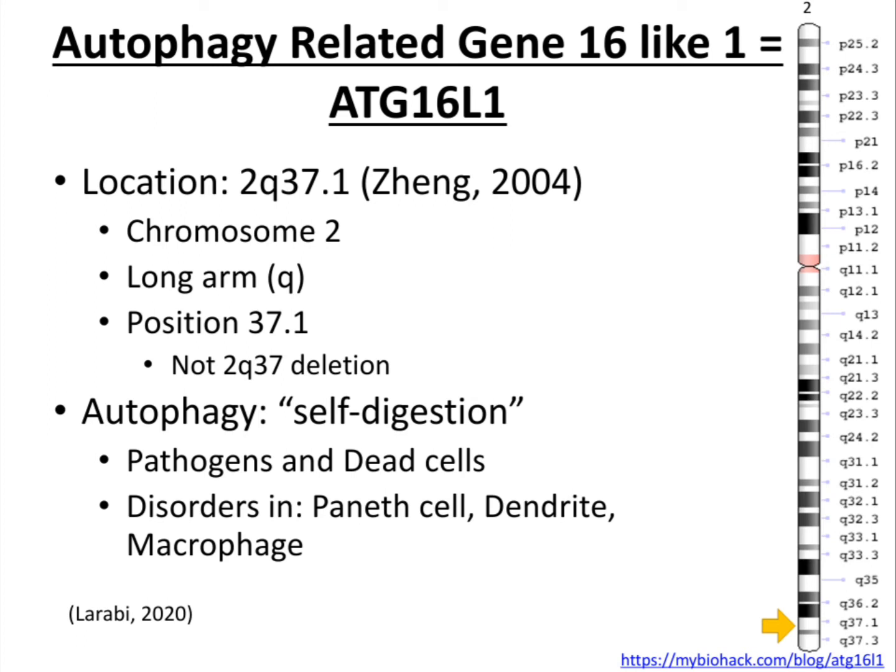ATG16L1 is the gene on chromosome 2. It is located on the long arm, which is denoted by the letter Q in its location. Specifically, this gene is located at position 37.1. This gene location may sound familiar because of a disease called 2q37 deletion, which can cause mental deficit. However, the mutations discussed in this presentation are not related to 2q37 deletion.